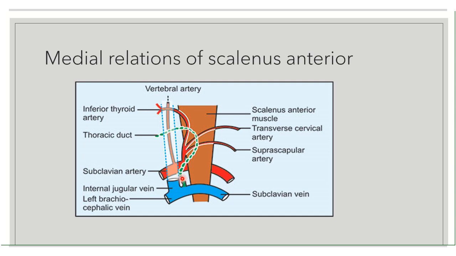Then on the lateral border of the scalenus anterior, you can see the subclavian artery emerging from the lateral border, and from here it enters into the posterior triangle of the neck, and the lateral border is also related to the trunks of the brachial plexus.